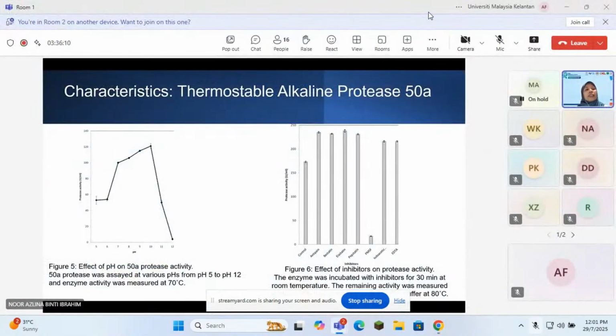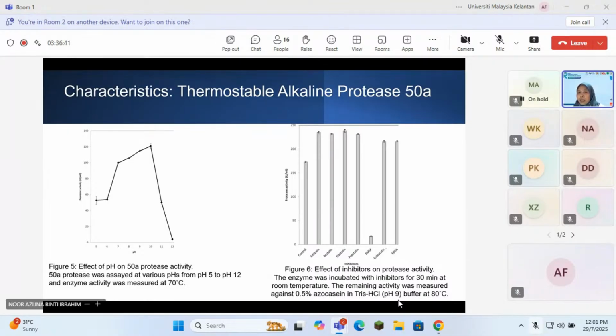There is an increment in protease activity from pH 7 to 10. Meanwhile, after pH 10, protease activity will drop. After this, I will give information about this protease activity towards pH. At the same time here, we are focusing on the effect of inhibitors on protease activity.